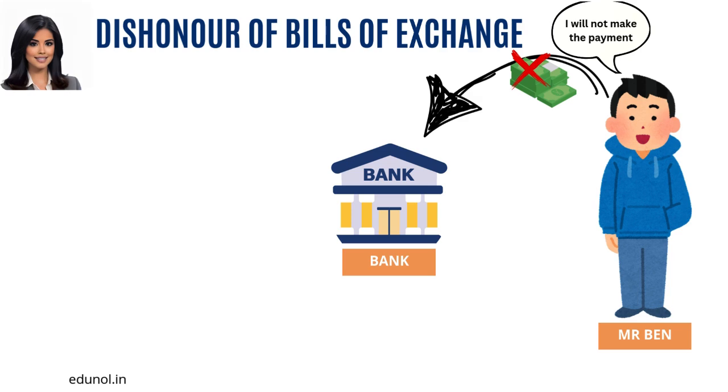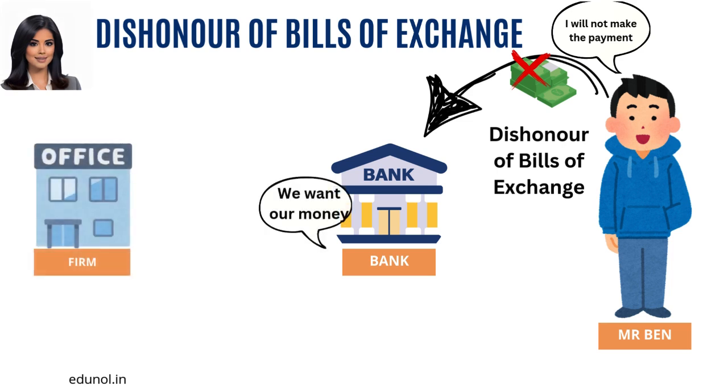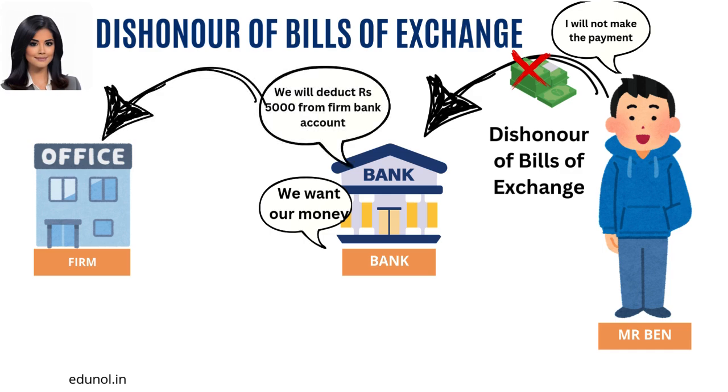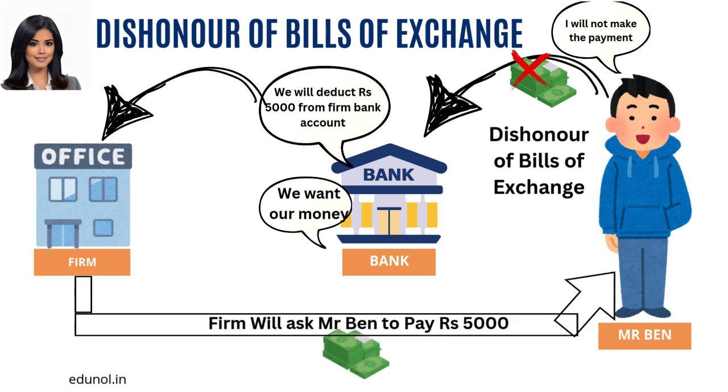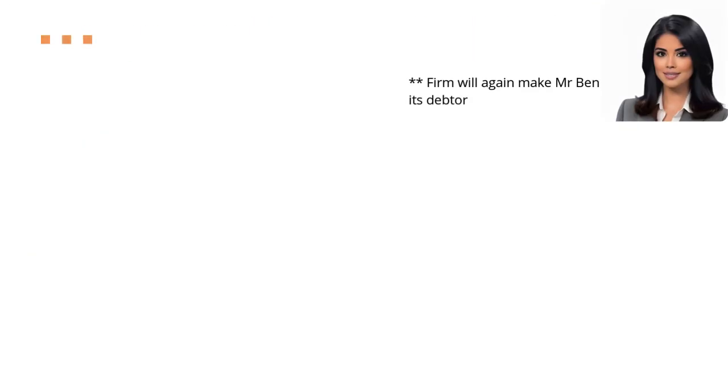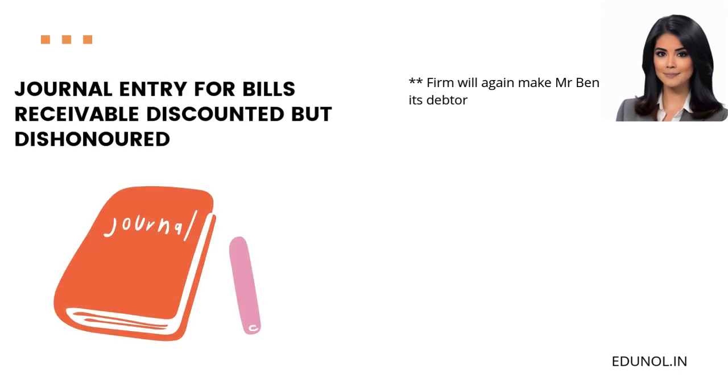Refusal to make the payment on due date is known as dishonor of bills of exchange. Bank will not receive its money. Bank will come to the partnership firm and ask it for 5,000 rupees. Bank will deduct 5,000 rupees from the bank account of the partnership firm. What will partnership firm do now? Partnership firm will go to Mr. Ben and ask for 5,000 rupees. Partnership firm will again make Mr. Ben its debtor. The journal entry passed in the books of the partnership firm will be as follows.